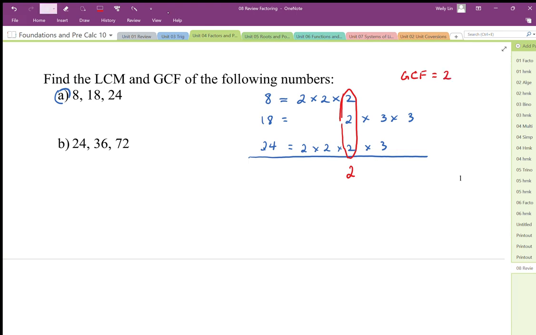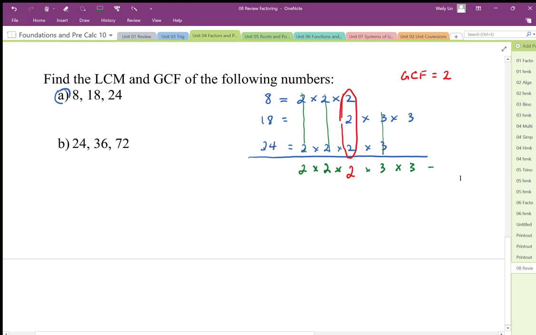For the lowest common multiple, what we want to do is take one of each factor. So there's one 2. There's a common 2 here, so we only take one of those. There's a common 2, which is our greatest common factor, so we only take one of those. There's a common 3 here, so we only take one of those. And there's one 3 here. It's not common to the other numbers, but we still need to take one of those.